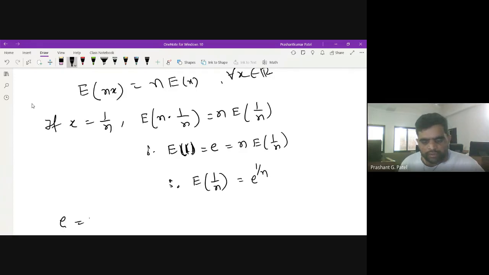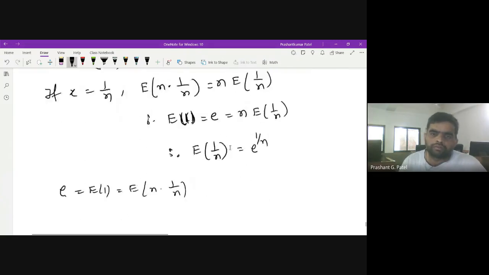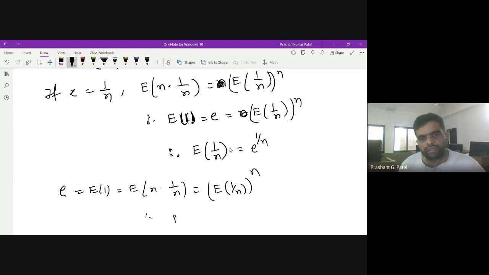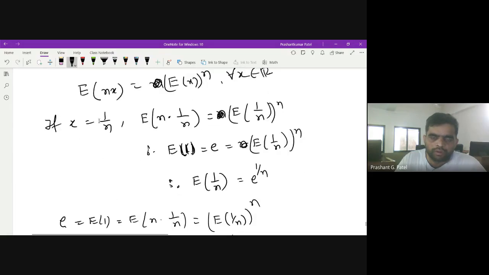Because we can see that e is equal to e of 1, e of 1 we can write down as n times 1 by n. And if I use this, see what I have here, it is a product n times. So this is a power. I have written it right. So this is e, then this is e of 1 by n to the power n. Therefore e of 1 by n is e to the power 1 by n. So we have done the result for natural numbers, a number of the form 1 by n.